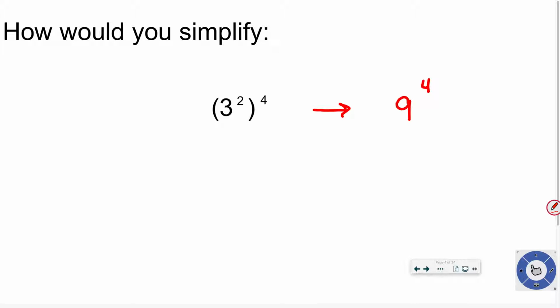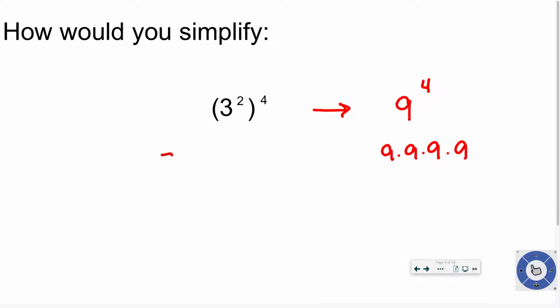So what would that be if I broke it out? 9 times 9 times 9 times 9. But let's say I didn't want to calculate the 3 squared and I just wanted to leave it. Could I break that out? What am I actually raising to the 4th power here? 3 squared. 3 times 3 squared, or 3 times 3.